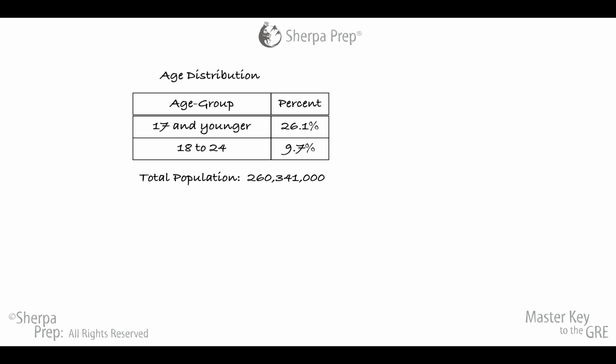Before we solve this problem, let's take a moment to read the chart. We can see that 26.1% of the population is 17 or younger. We can see that 9.7% of the population is 18 to 24. So if we need to know how many people were aged 24 years or younger, we really need to get the sum of those two groups.